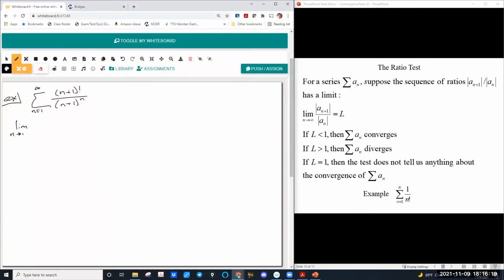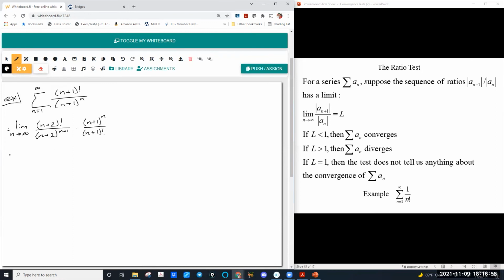Limit as n goes to infinity. Everything's positive, so I'm not worried about the absolute value. Basically, you're going to add 1 to n. So n plus 1 becomes n plus 2 factorial over n plus 2 to the n plus 1. And then times the reciprocal: n plus 1 to the n over n plus 1 factorial.